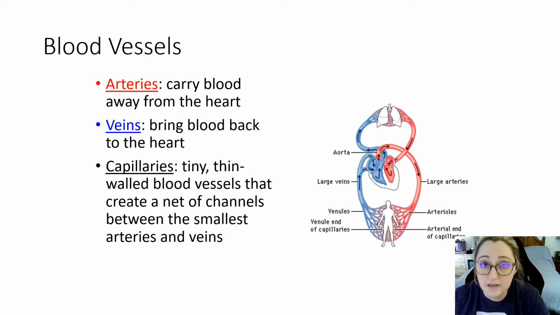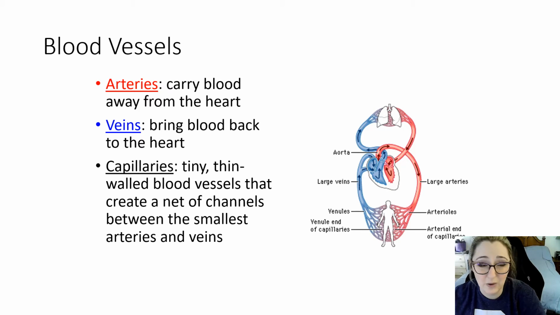Some key blood vessels to know, just in general. Arteries are, in most diagrams, what is labeled in red. Arteries are going to carry blood away from the heart, and the way I like to remember it is away, arteries away. Veins are going to bring blood back to the heart. Now, a misconception about arteries and veins is that you can classify each by the type of blood that they carry. The majority of the arteries are going to carry highly oxygenated blood, while veins are going to carry low oxygenated blood.